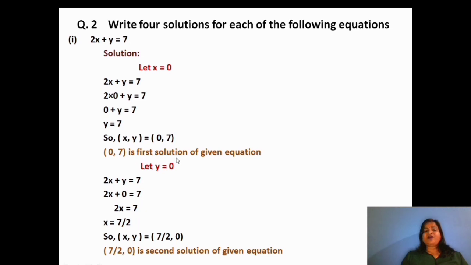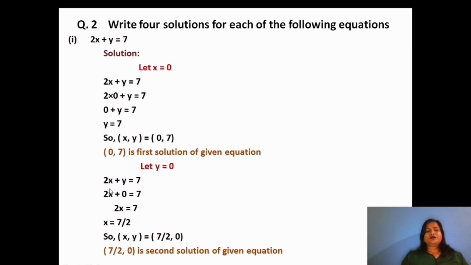In this way, we have to find 4 solutions. This is our first solution. Now we have assumed y is equals to 0. If you want to assume x is equals to 1, 2, 3, then it's up to you. It depends on you, whatever you want to assume, x or y.